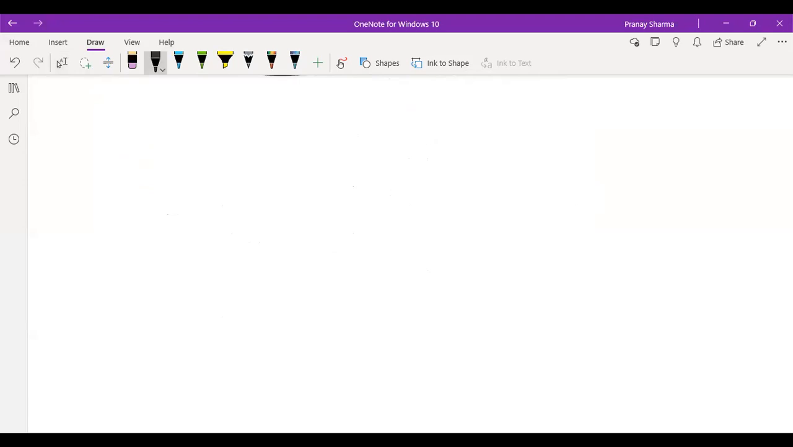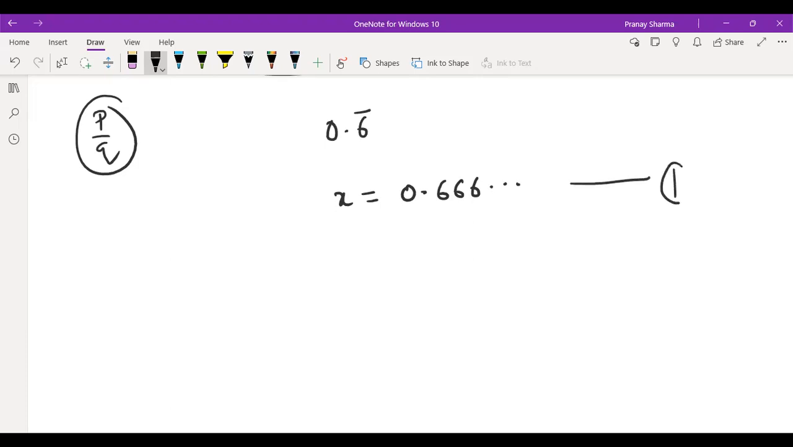All right, so let's get this started. Suppose 0.6 bar is given to you and somebody is asking you to represent this in P/Q format, how will you represent it? So step number 1 is to assume it to be equal to X, right? And instead of this bar, we should be writing it as 0.666 and 3 dots, right? That means it is going towards infinity. Call this equation number 1. Now, this is step number 1.